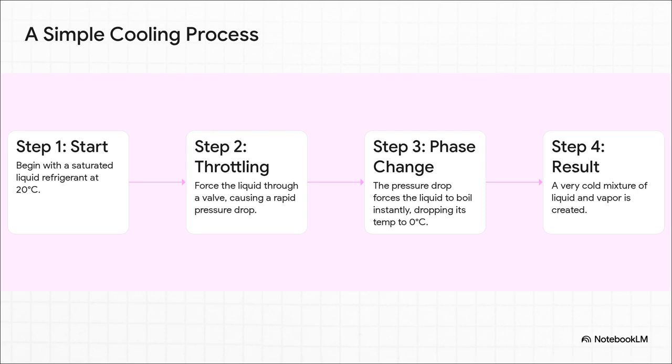But then we force it through a tiny little valve, a process called throttling. Instantly, the pressure just plummets. And what did we learn? Lower pressure means a much lower boiling point. So our liquid suddenly finds itself way, way hotter than its new boiling point, and it just erupts into a violent boil, and its temperature crashes down to 0 degrees. What you're left with is this incredibly cold, misty spray of liquid and vapor.